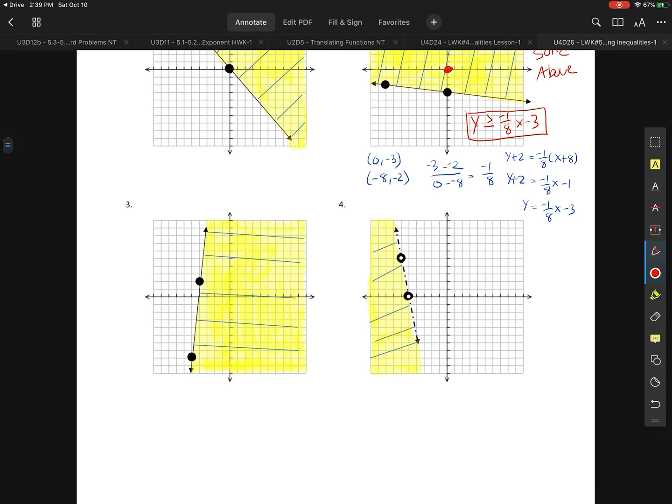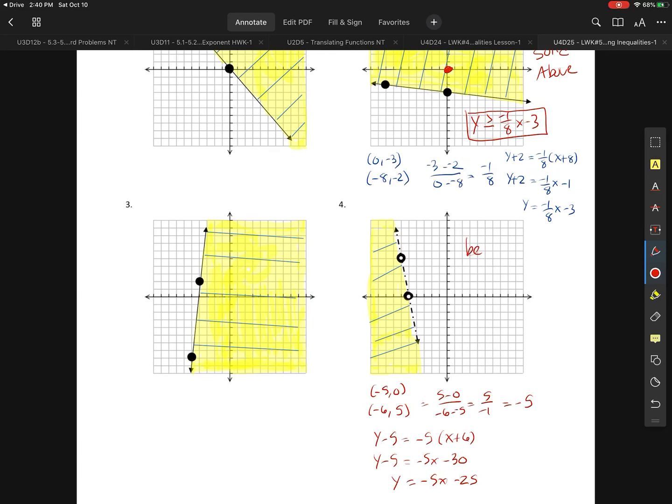So if I look at problem 4, I'm not going to do all these. They all got the same kind of idea. I got my points: negative 5, 0, and negative 6, 5. 5 minus 0 over negative 6 minus negative 5 is 5 over negative 1. My slope here is negative 5. y minus 5 equals negative 5 times x plus 6. y minus 5 equals negative 5x minus 30. y equals negative 5x minus 25.